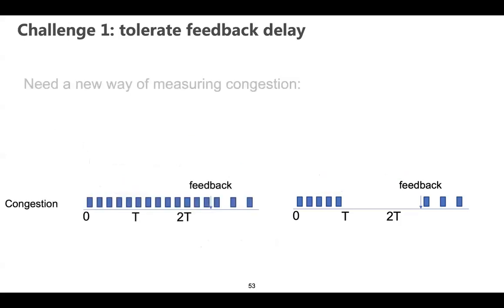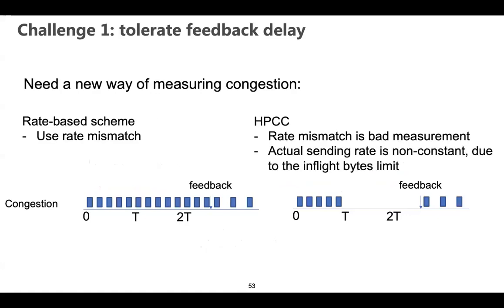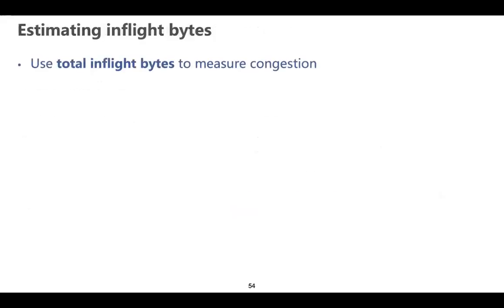But adding this window also means we need a new way of measuring congestion. This is because for a rate-based scheme, measuring congestion is very simple. We can just use the rate mismatch. But in HPCC, rate mismatch is actually a very bad measurement because the actual sending rate is non-constant. The sender may send for a while and stop sending because it reached the limit. And this pattern may happen frequently or intermittently. So instead of using the rate, we use the total inflight bytes to measure the congestion.